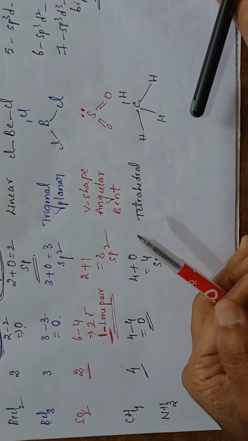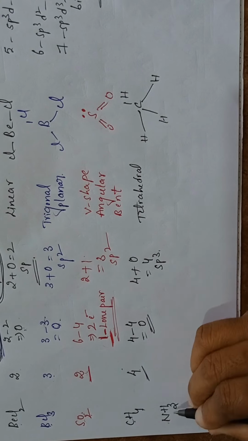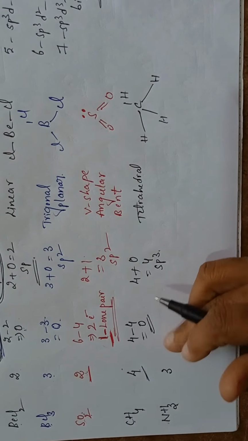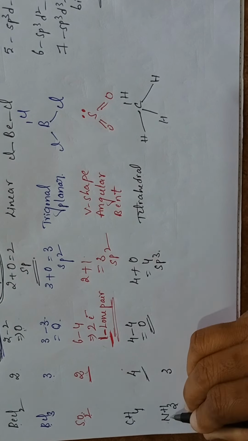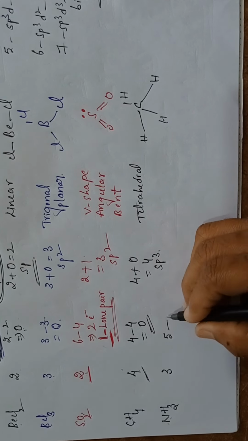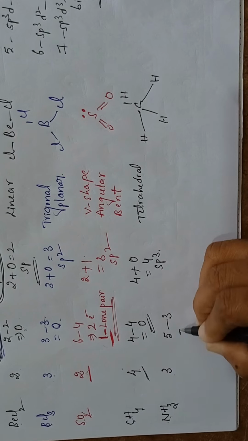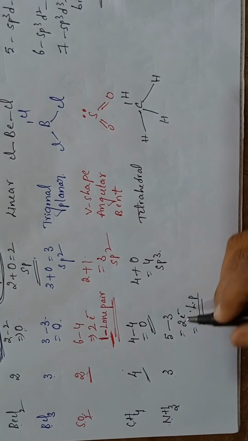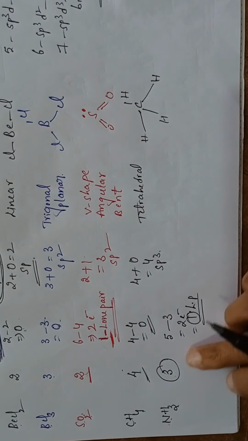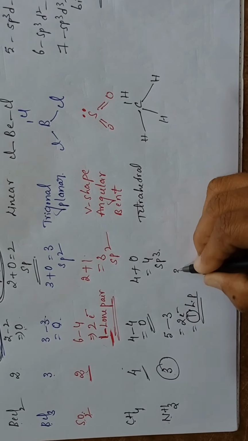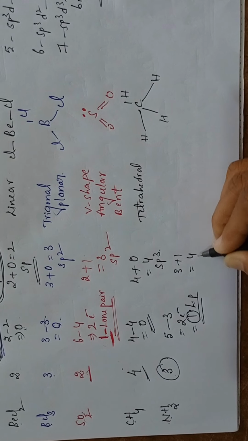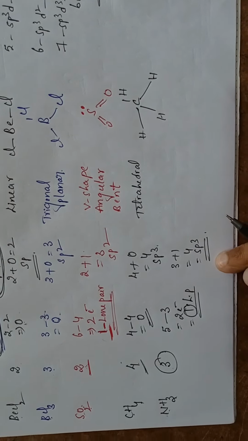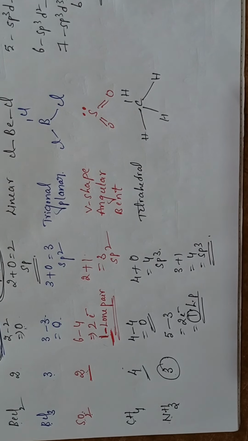Now see, NH3 example, how many bond pairs? 3, 3 hydrogens attached. How many lone pairs? Valence electrons minus bond pairs. That means nitrogen 5 valence electrons minus 3 bond pairs. 5 minus 3 means 2 electrons, means 1 lone pair. Clear? 1 lone pair. So that means 3 and 1. Then 3 plus 1, how much, students? 4. Means which hybridization? sp3 hybridization. 3 plus 1, sp3 hybridization, students.